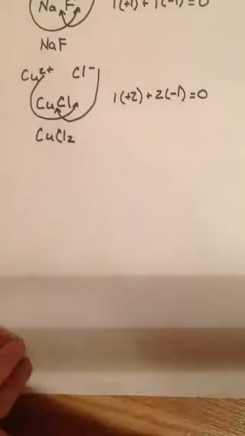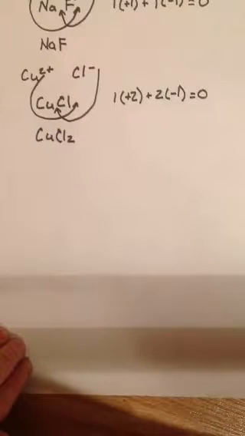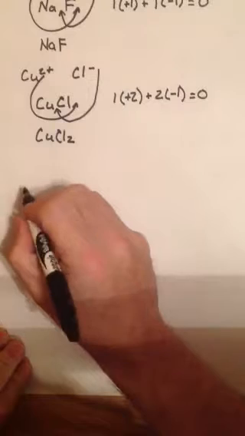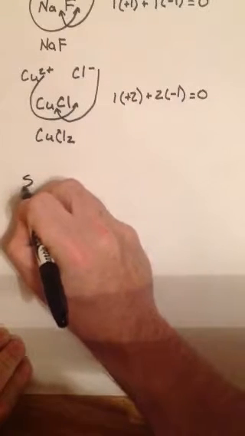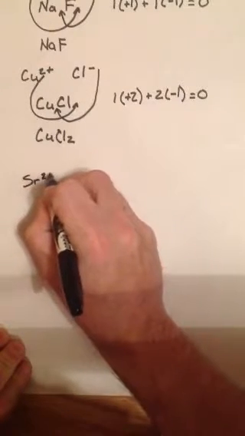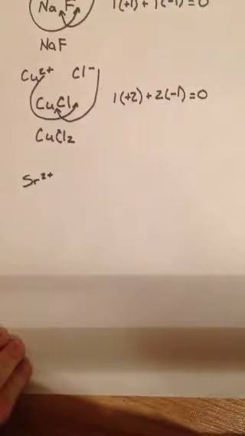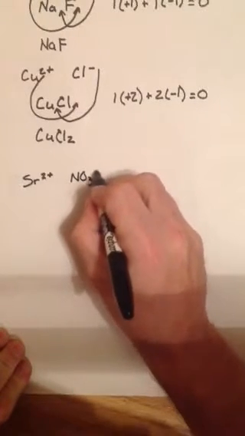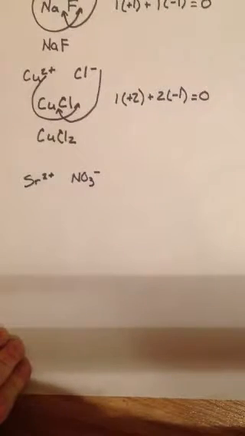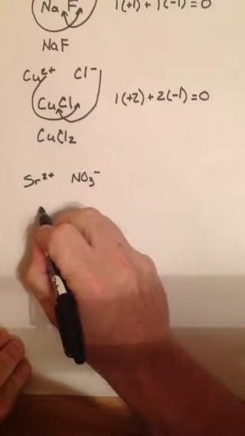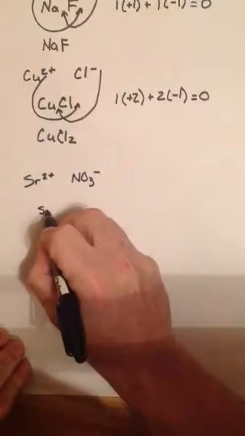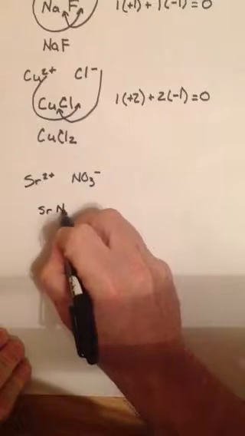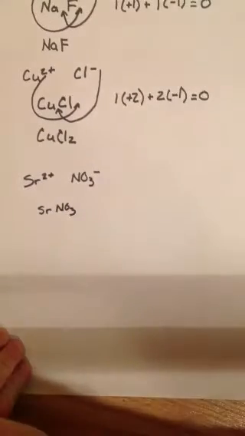We can also do this with polyatomic ions. For example, let's say I use the strontium ion, which has a +2 charge, and I use the nitrate polyatomic ion, which has a -1 charge. Again, I can use the crisscross method. I list them cation first, anion second.